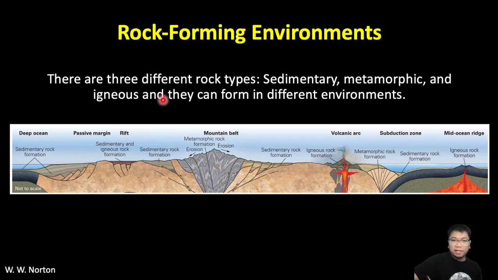And the last one is igneous rocks. Igneous rocks are pretty straightforward. Whenever you see these hot red materials, that indicates the presence of lava or magma, then you will likely get igneous rocks. So here in the mid-oceanic ridges, we typically have volcanic activity as well as around volcanoes, obviously.